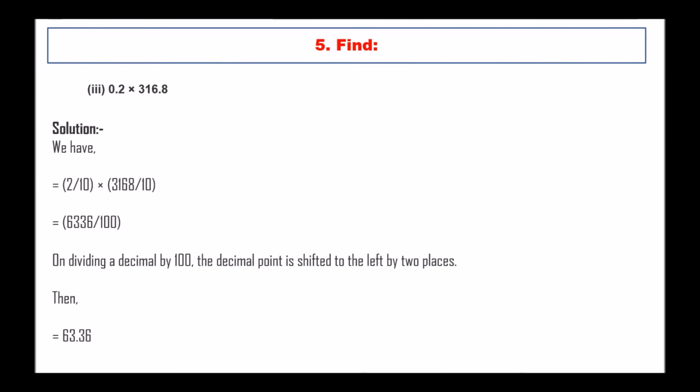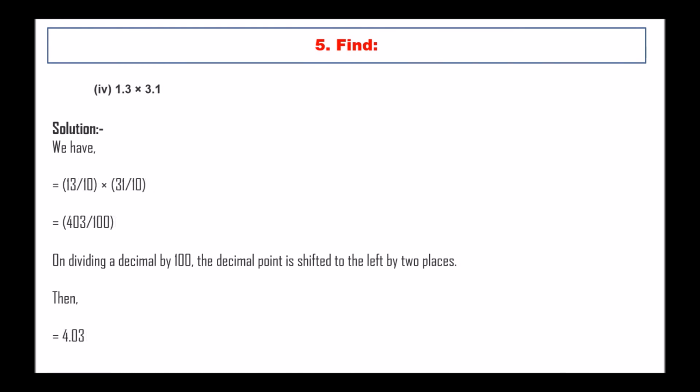Next, 0.2 into 316.8. So 2 divided by 10 into 3168 divided by 10. Now we will multiply 2 into 3168. So it will become 6336 upon 100. Now on dividing a decimal by 100, the decimal point is shifted to the left by two places. So it will become 63.36.